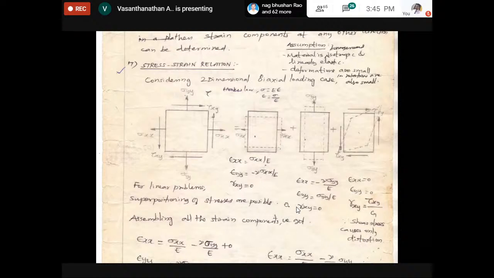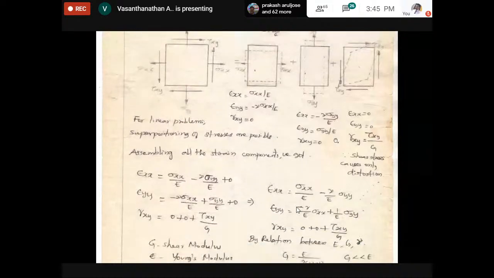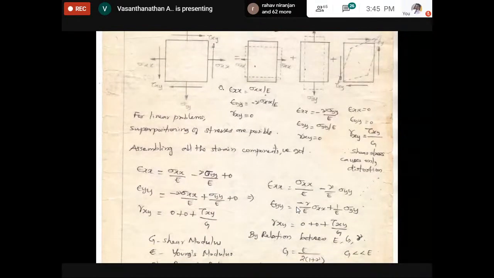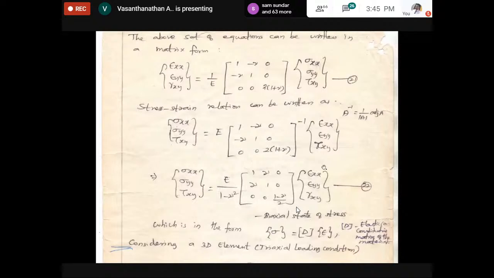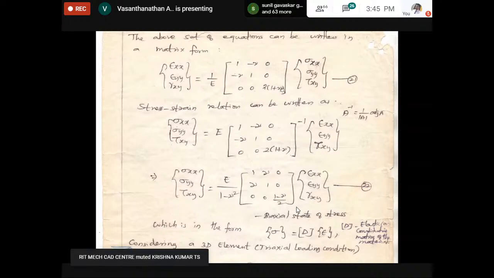Now I am going to add these three components. I simply add all the epsilon x's, this one and this one, then all the epsilon yy's, this one and this one, then all the gamma xy's, and I simplify. If you put it in matrix form, epsilon xx equal to, I take a 3 cross 3 matrix here, then you will have the stress here.